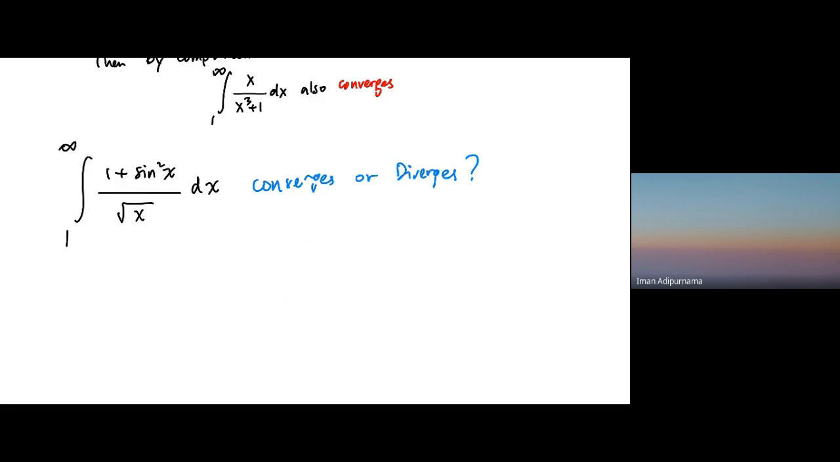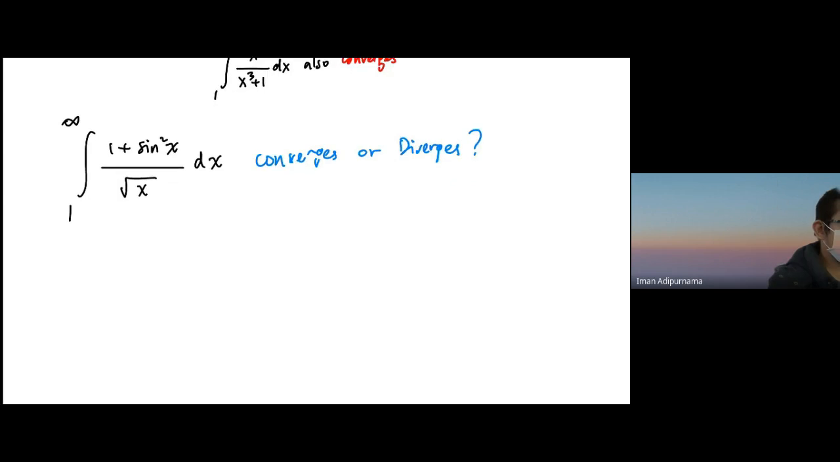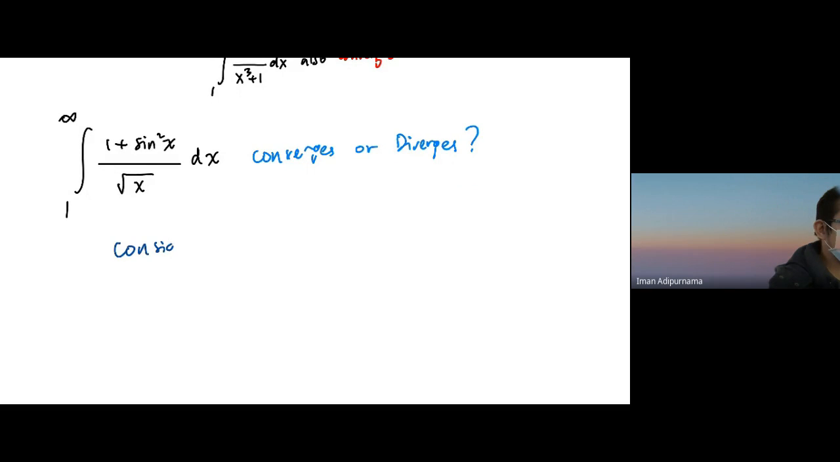And probably one way to look at this function is maybe we can just separate this square root of x. So we have 1 over square root of x. And we need to know what kind of results from this integration, whether it converges or diverges. So first we can consider this. Okay.